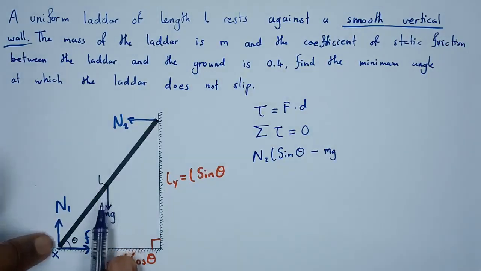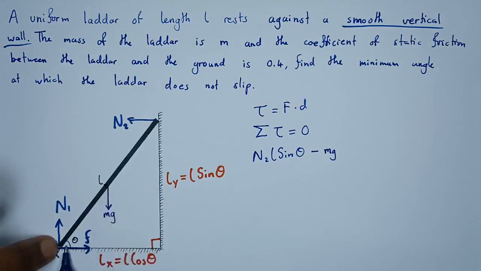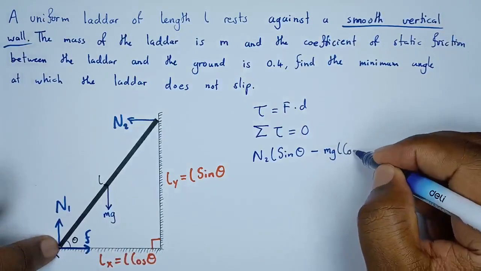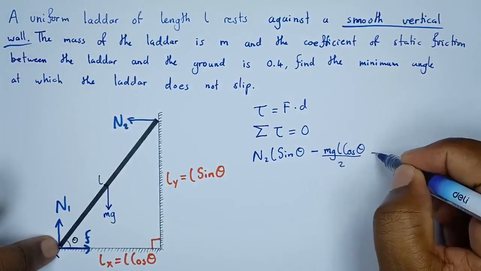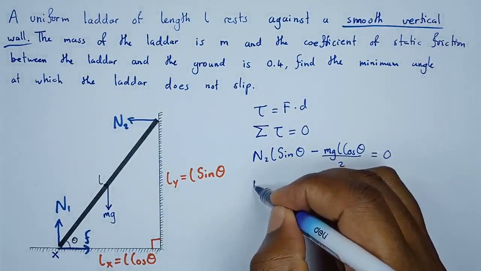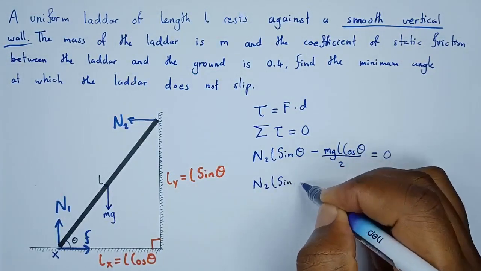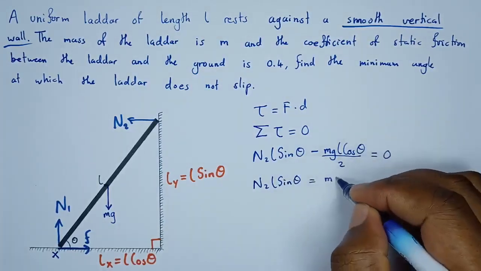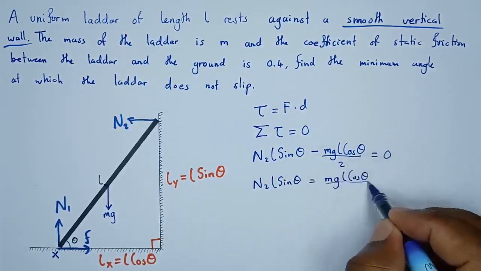Then the perpendicular distance. Now the perpendicular distance we're going to consider is the distance from this point to here, where the force is acting. That's the perpendicular distance. Since this is the perpendicular distance, remember the whole distance there is L cos theta. So half of it, because this is the center of gravity, will be L cos theta divided by 2. And this is equal to 0. Why is it 0? Because the net torque is 0. The torque at this point is 0 because the distance is 0. So if that's the case, we can push this to the other side. Hence we have N2 L sine theta is equal to positive mg L cos theta divided by 2.